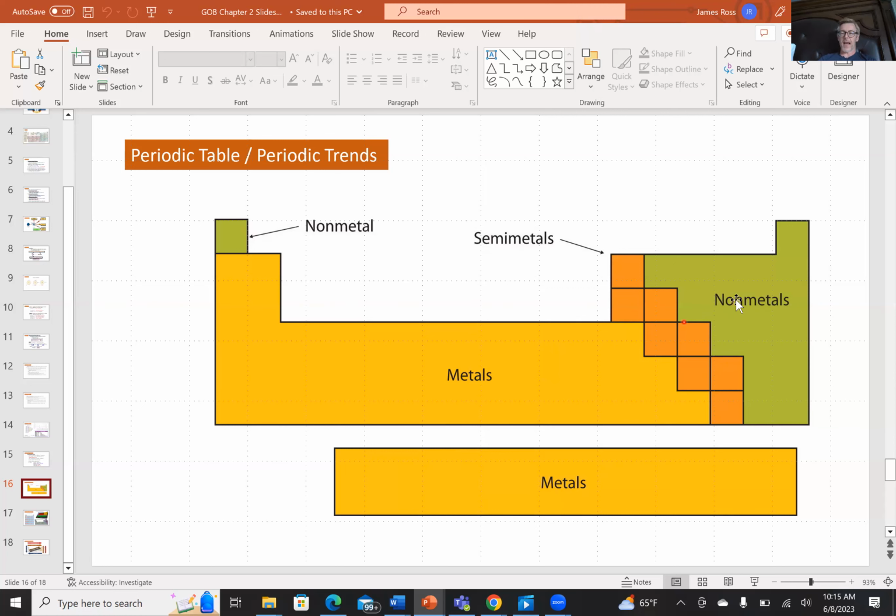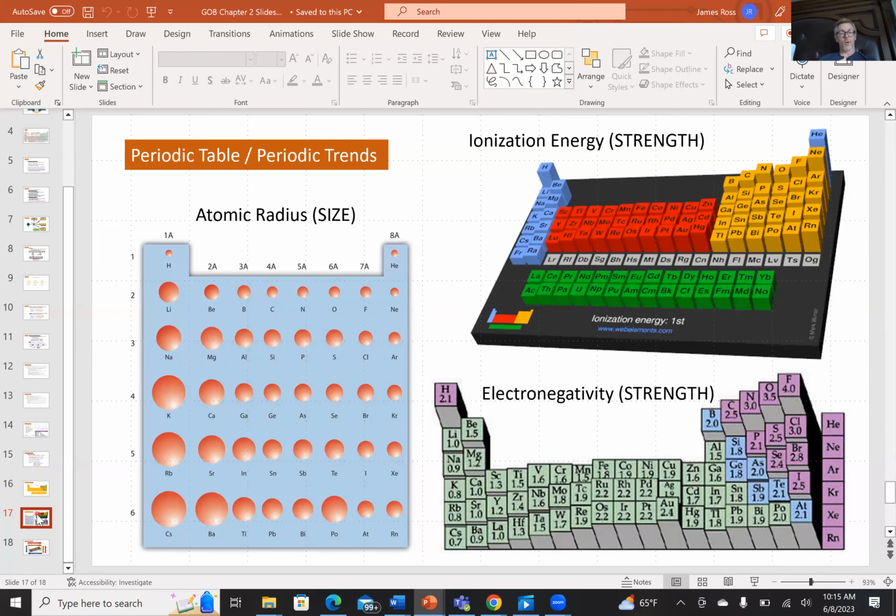And some kind of mixture of the two extremes are the semi-metals, and they tend to border the great divide between the metals and the non-metals. But more on what distinguishes a metal from a non-metal later. There are some trends that are important to know. Broadly speaking, what we need to know are size and strength. So let's look at size first.